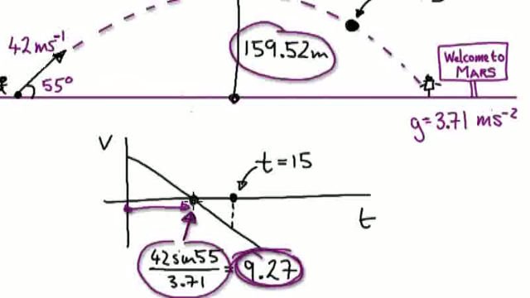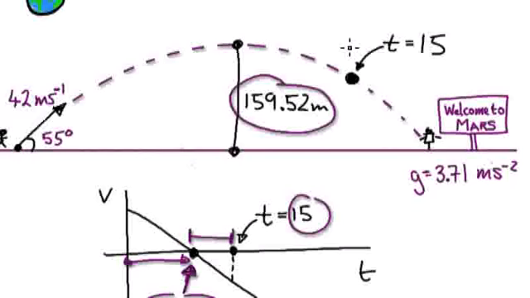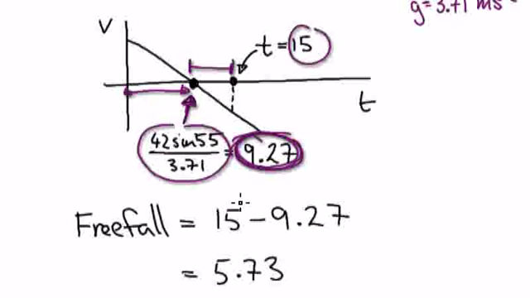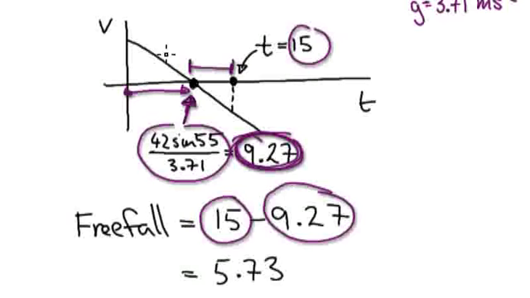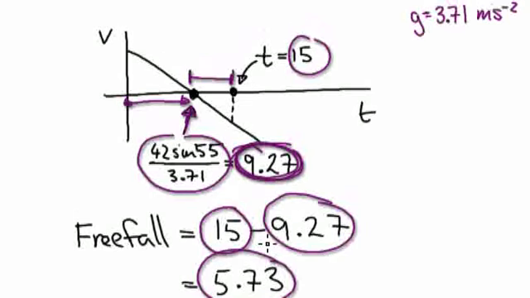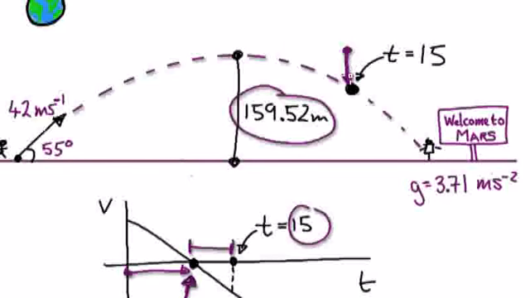Now, if it takes us 9.27 seconds to get to here, then this bit here would be 15 take away the time it takes to get to maximum height. So basically, we want to know the distance of the free fall now. The cannonball is going to get to its maximum height, and then it's going to free fall down here. So get 15, take away the time it gets to the maximum height. This 5.73 represents the time it will free fall for.